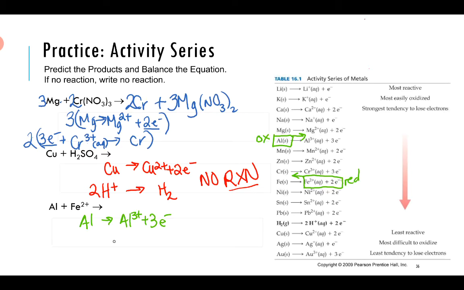That would be reduction. And so iron 2+ would require 2 electrons in order to form iron solid. And so the oxidation half is higher than the reduction half, and so this reaction is spontaneous.